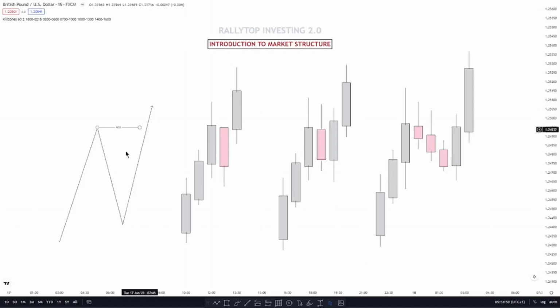This is the pattern you want to see on your chart before you do anything. If you don't find this impulse, correction, impulse, don't do anything. This is the 1, 2, 3 pattern. If you don't find it on your chart, don't do anything. Sit on your hands. It means there is no trend in place.